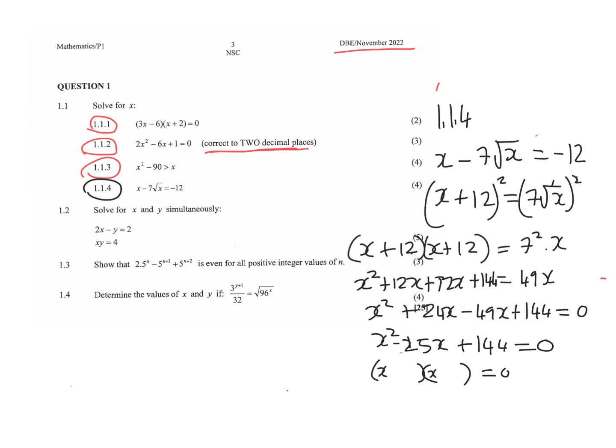We have x and x. How do we get 49? We use 16 and 9. Then the signs must be the same, and those signs will be the sign of the middle term. So we put a negative and a negative. Therefore, x will be equal to 16, or x will be equal to 9. Okay, so those are our two solutions. You get your 4 marks.